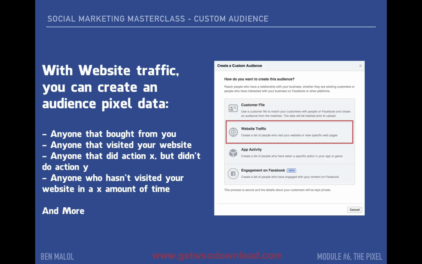So examples of what you can do with website traffic: you can create an audience of anyone that bought from you, anyone that visited your website, anyone that did action X but didn't do action Y. So anyone that bought this product but didn't buy that product, anybody that bought a product but you didn't upsell them, anybody that left you a lead but didn't buy the product, anybody that left you a lead on this landing page but didn't register for this webinar, and really the options are endless. Okay, anyone who hasn't visited your website in an X amount of time, and more and more and more.